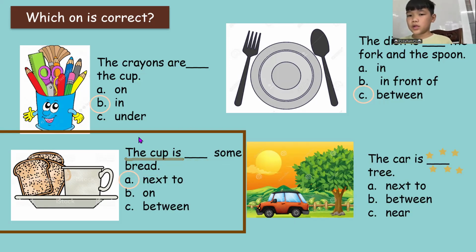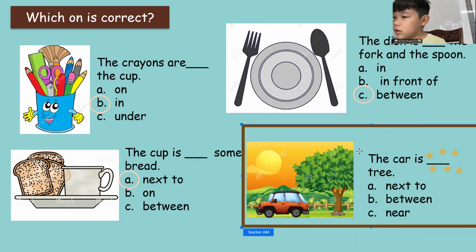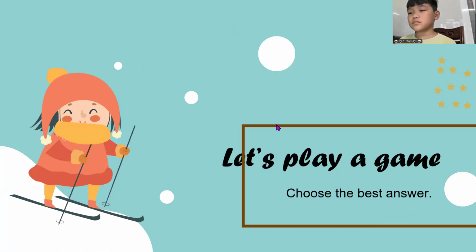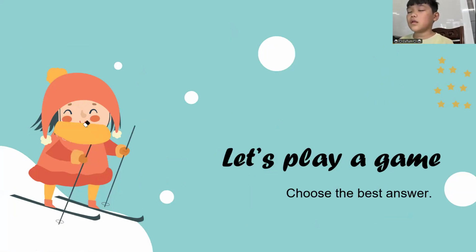Very good. Okay, now look. Where is the car? The car is near the chair. That's right. Yay! So you've got 1, 2, 3, 4 stars. Great job.